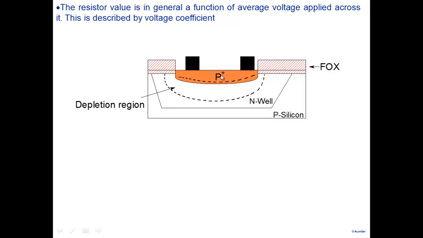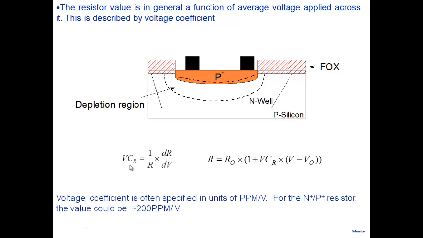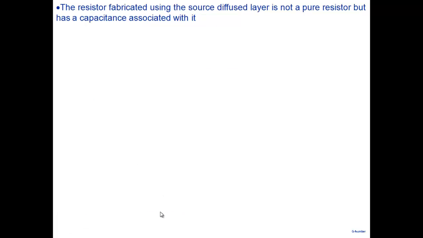Now, what happens is when you have a P plus and you have an N, you have a depletion region. The N well has much less doping compared to P plus, so most of the depletion region is in the N well. But there's a little bit of depletion region in the P plus also. As you change the bias applied to it, the depletion width changes. And as the depletion width changes, the effective thickness of the P plus layer changes. And then the resistor value changes with the voltage. And so this is also measured in terms of voltage coefficient. If I change the voltage, how much does my resistor change here? So anyway, I don't want to spend too much time, so it has a certain voltage coefficient.